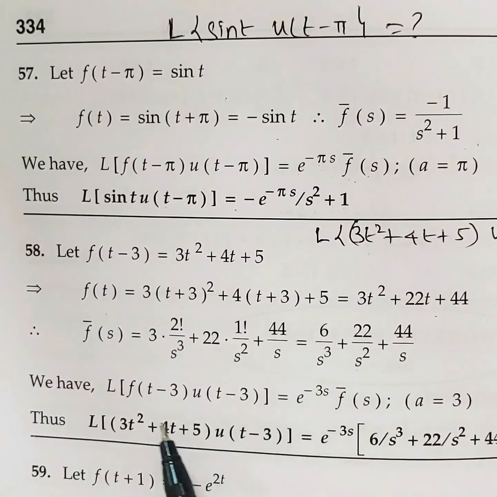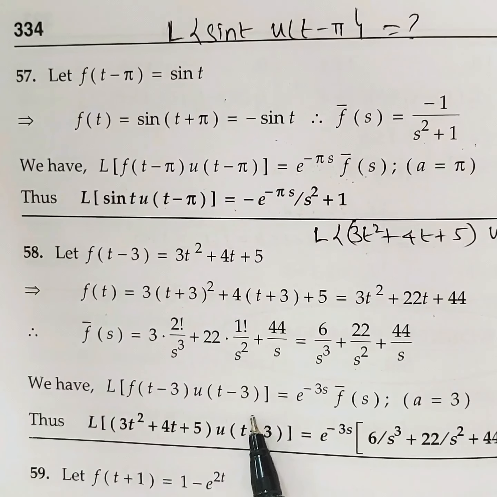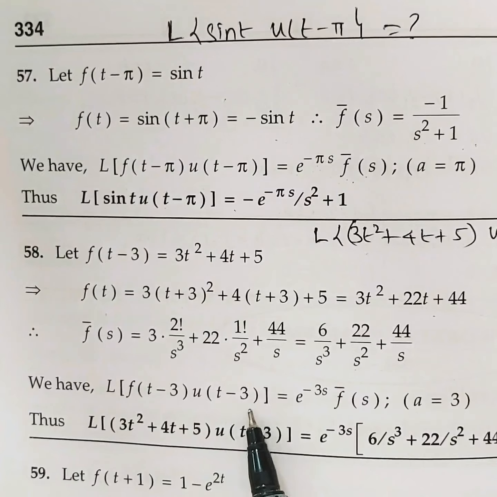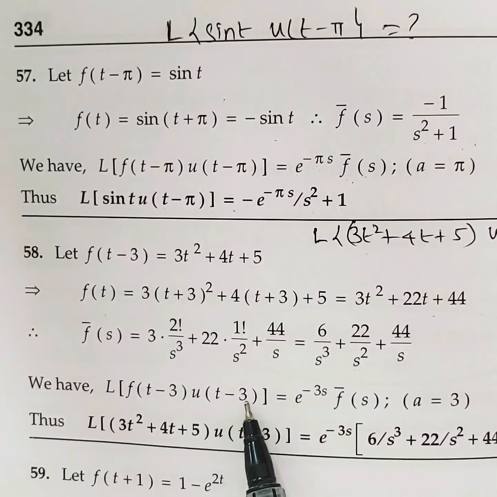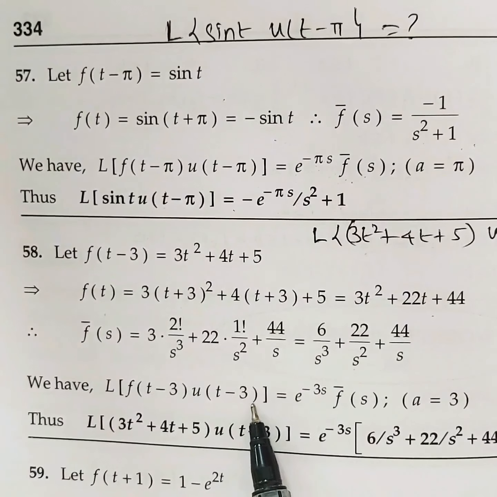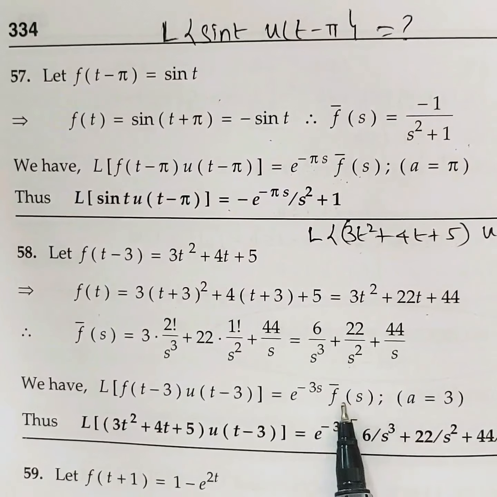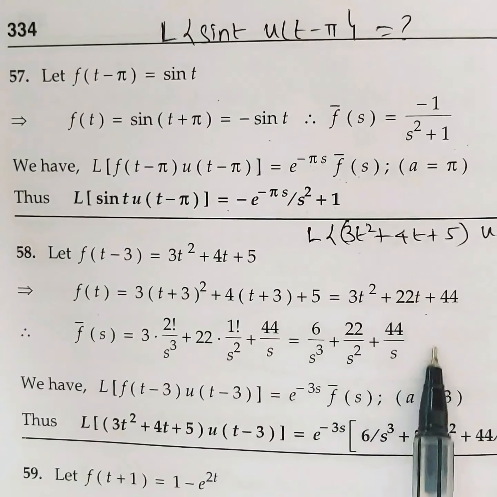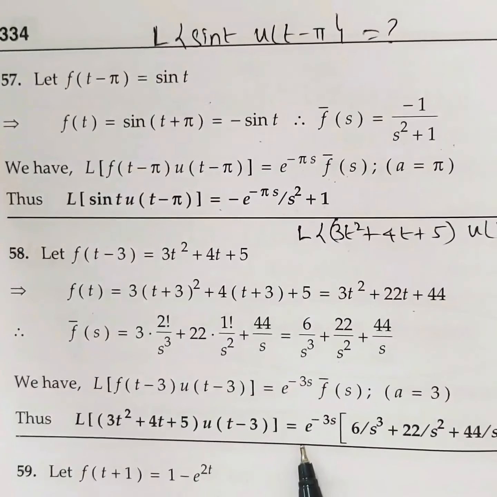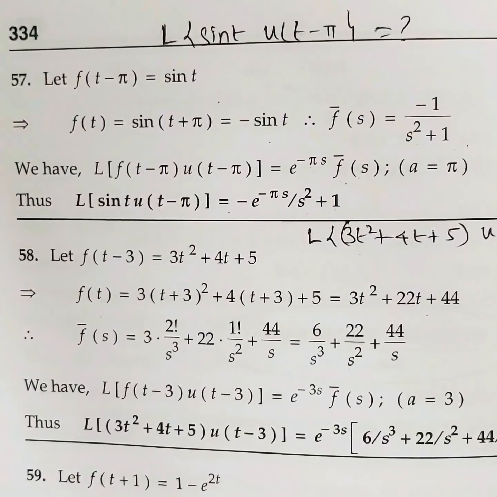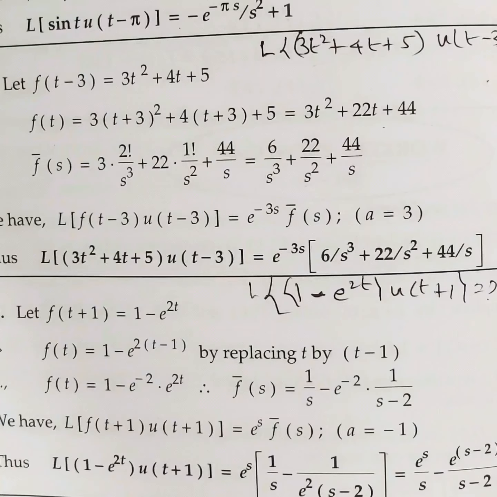So now we have to find Laplace of f of t minus 3 into u of t minus 3. This is what we have to find. So what we have to do? e power minus as, because t minus a is there in the formula. In the place of a I have 3. So e power minus 3s into f bar of s. So f bar of s, whatever answer we have got here, we are going to substitute this. So e power minus 3s into the previous answer will give the required result.